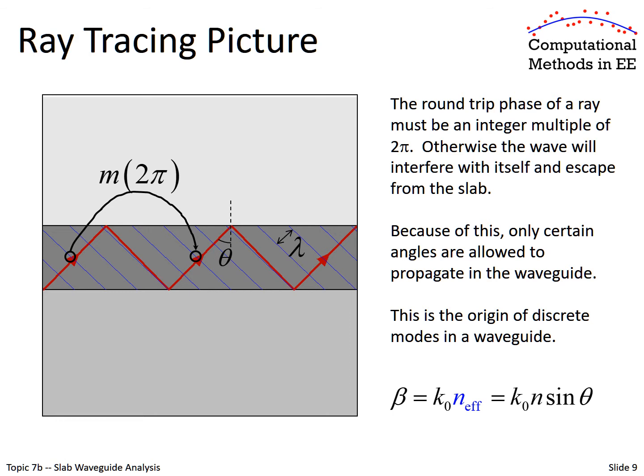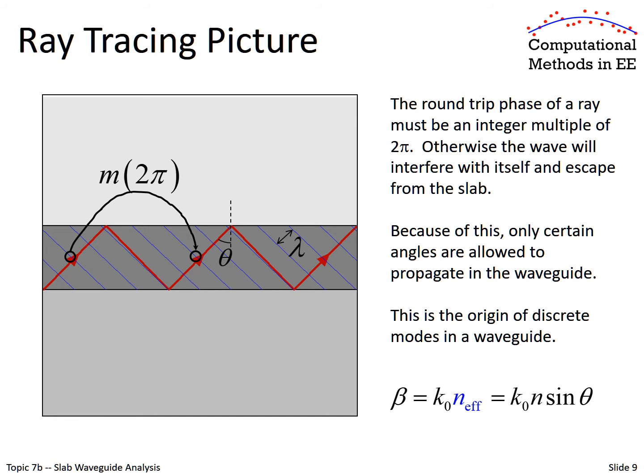If we trace the path of a wave, that's the red line here. And if we look at two common points, and it's essentially the same point because this repeats, we have to look at the phase of the wave at those 2 points. And if that is not an integer multiple of 2 pi, it turns out that wave inside the slab waveguide will interfere with itself and leak out of the waveguide. So it's only under that special circumstance where the phase from that common point to common point is an integer multiple of 2 pi that we get a guided mode.